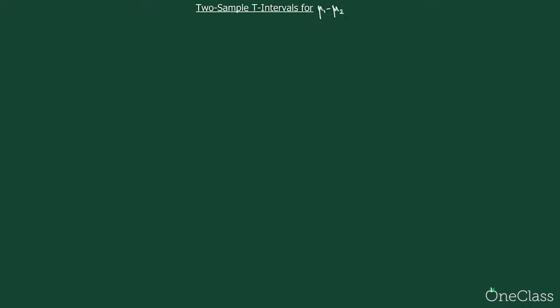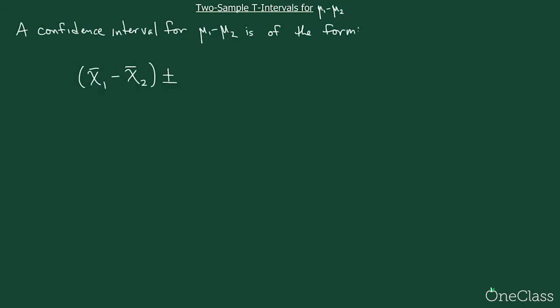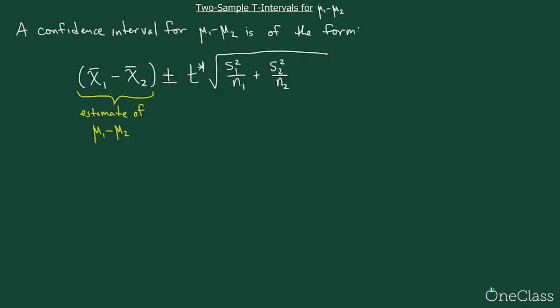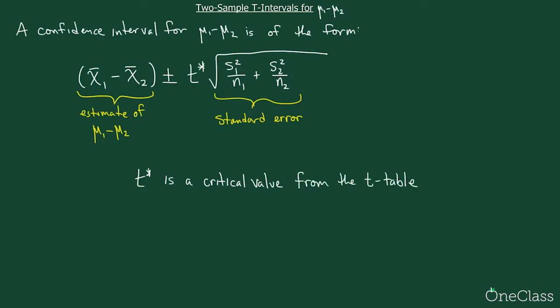Two sample t intervals for the difference in population means. A confidence interval for the difference in population means mu1 minus mu2 is of the form... t star is a critical value from the t-table. It has degrees of freedom minimum of n1 minus 1 or n2 minus 1.